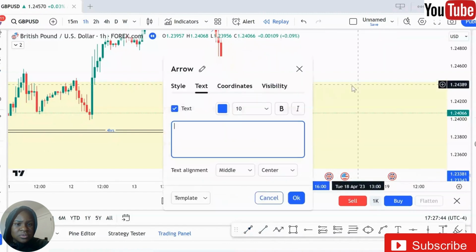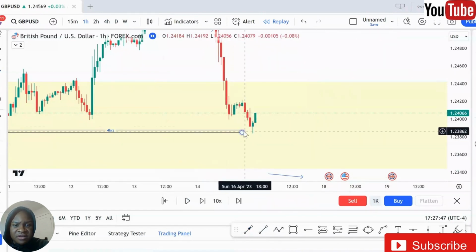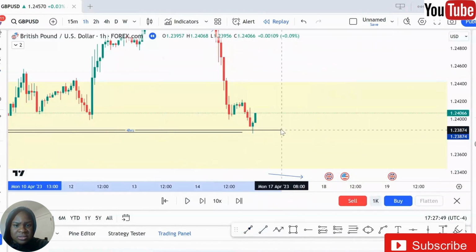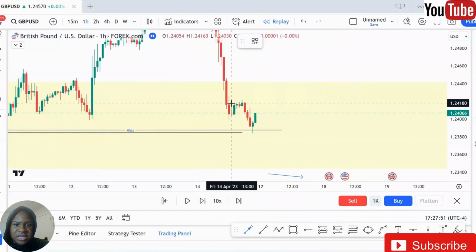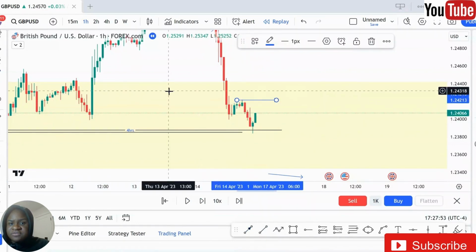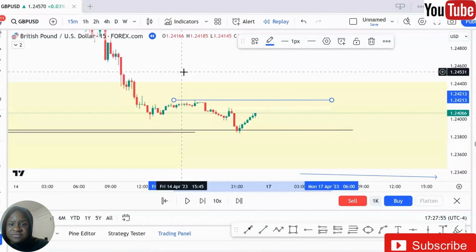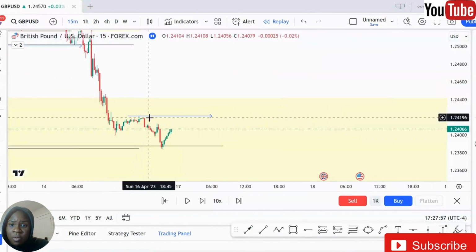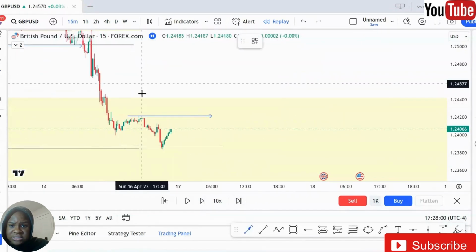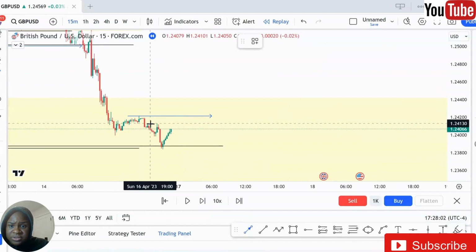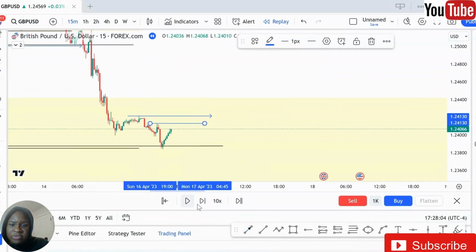Let me delete this one. It's in my fair value gap. Let me draw the line for 4 hours. You can see that, right? And you can see that here is a swing point for the market to shift. I can come down to as low as 15 minutes. This is for 1 hour. On 15 minutes, I can see this also as a swing point. You can see this, right? And I'll wait for the market to break it.